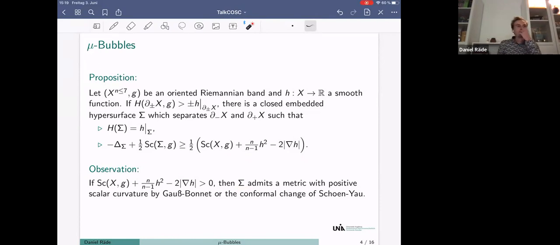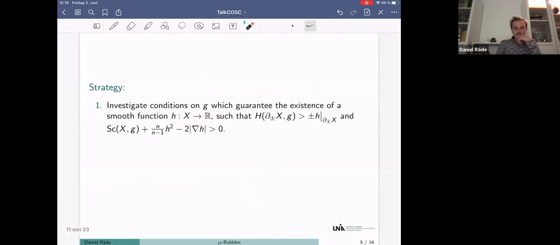All right, so from this, we form a strategy as to how to get nice results. So the first is we investigate conditions on the metric which guarantee the existence of such a smooth potential function, such that we have this boundary condition, and furthermore, this ODE is fulfilled, right? Because then we know the sigma is PSC, and then we hope that with this PSC on sigma, we can do something.